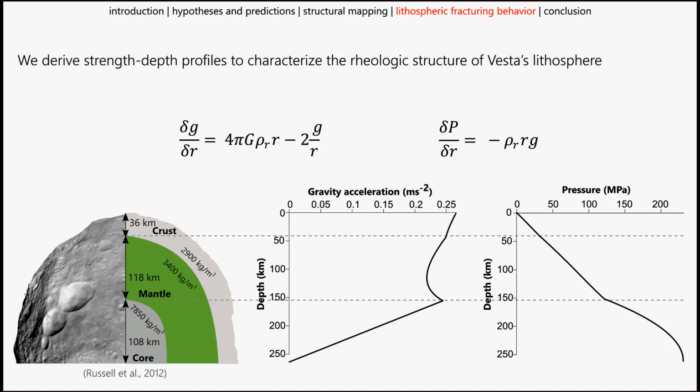mission. Using the gravity profile, we then derive how overburden pressure changes with depth. The calculated profile is presented on the right. The overburden pressure increased from 0 at the surface to the core-mantle boundary in a relatively linear manner, which then increased rapidly towards the core.